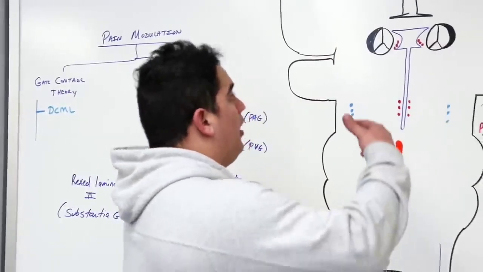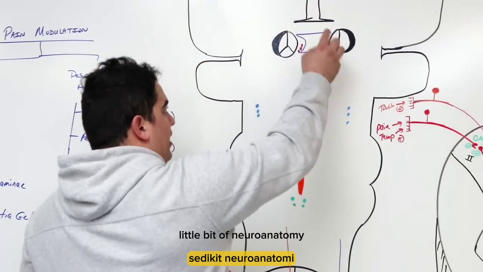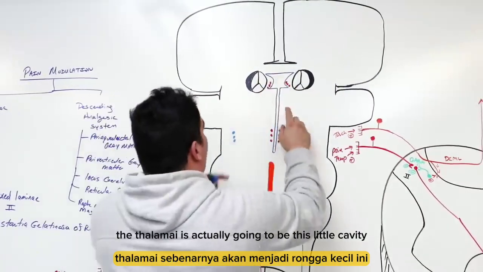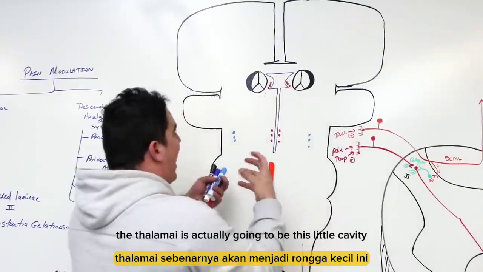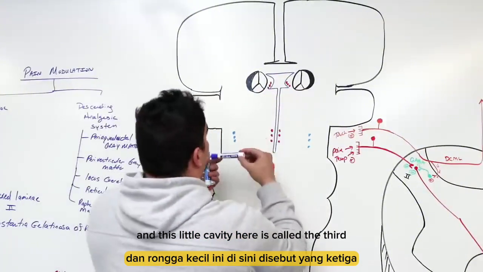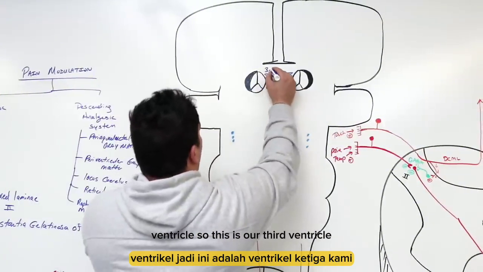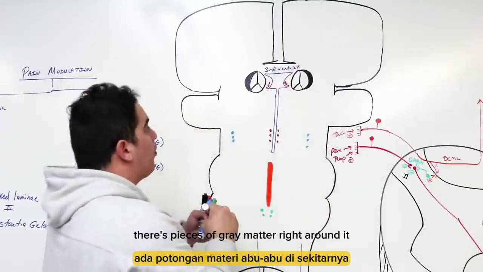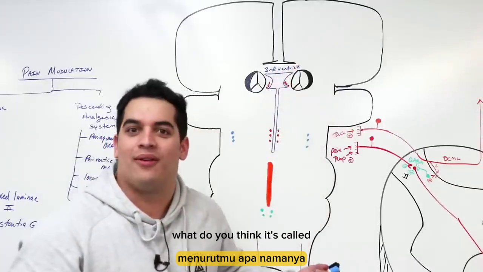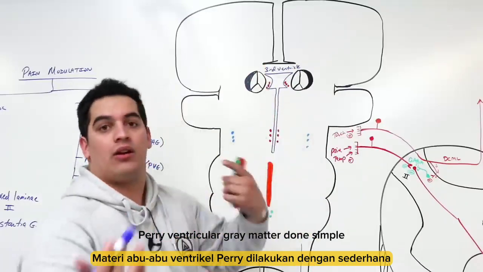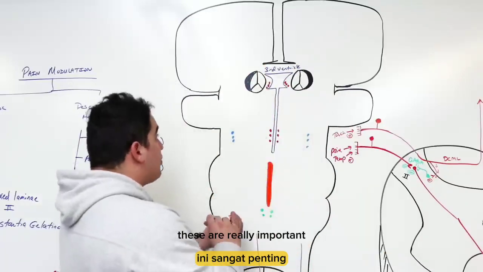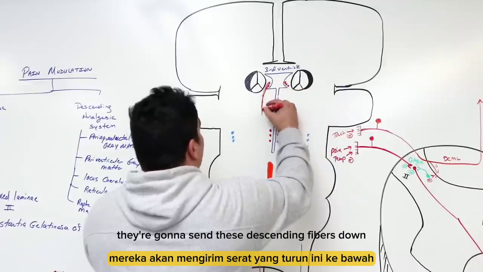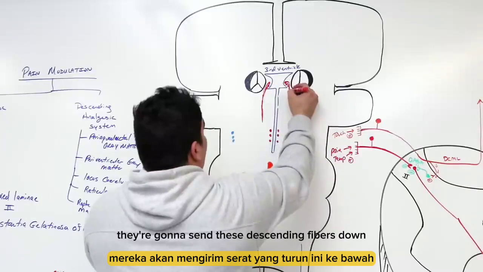All right, so a little bit of neuroanatomy. Here's our thalami, right? Now, in between the thalami is actually going to be this little cavity. And this little cavity here is called the third ventricle. There's pieces of gray matter right around it. So what do you think it's called? Periventricular gray matter. Done. Simple. So these are really important. So you have the periventricular gray matter. They're going to send these descending fibers down.